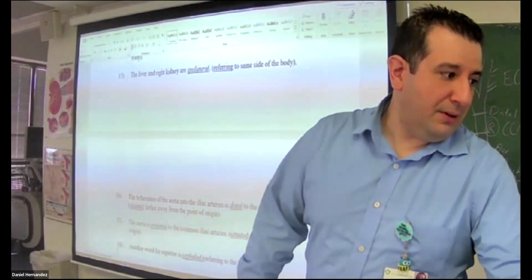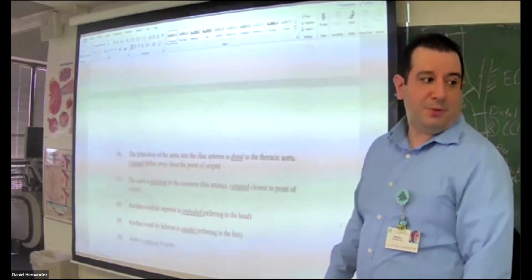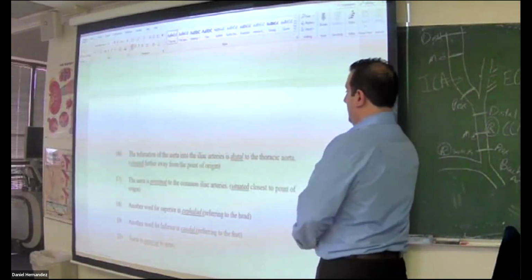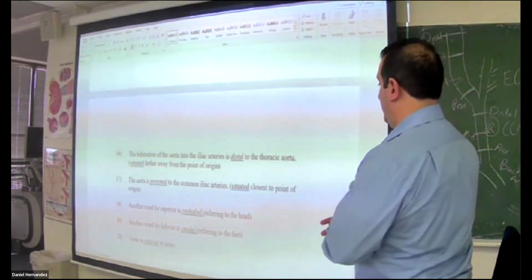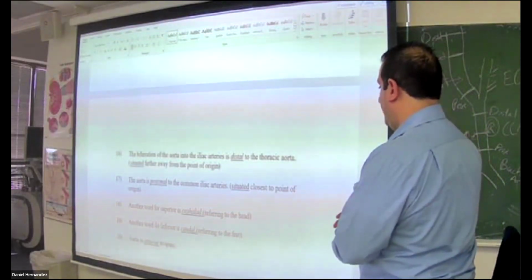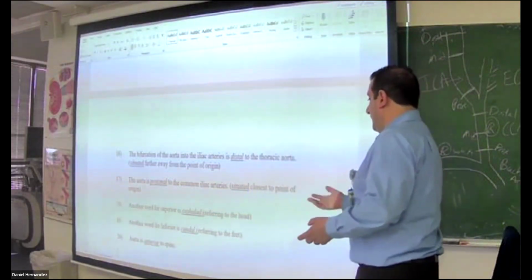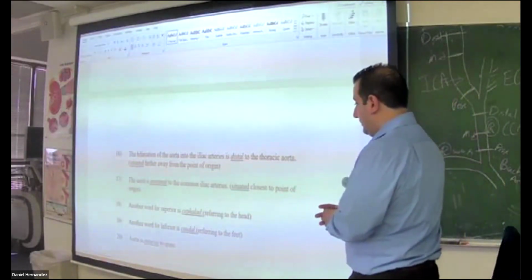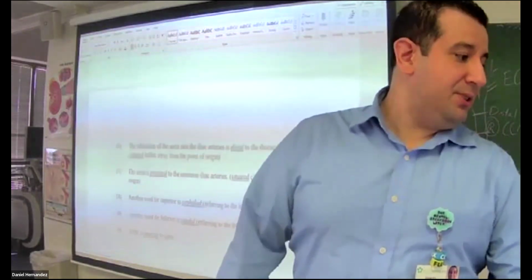Again, use the heart as your point of origin. So the aorta is proximal to the common iliac arteries. You have your aorta, and the common iliac arteries are further away, further distal. Another word for superior is cephalid, another word for inferior is caudal. So the aorta is anterior to the spine.